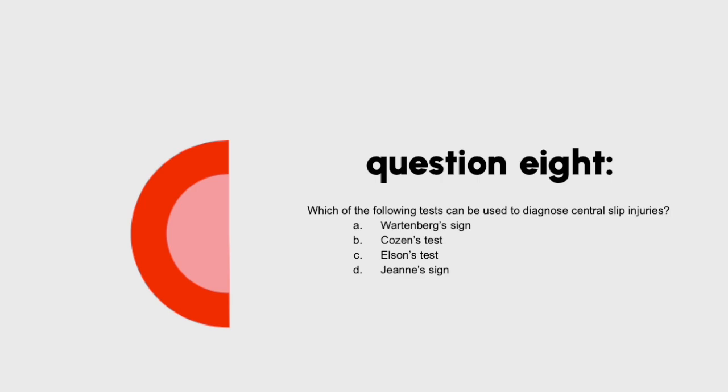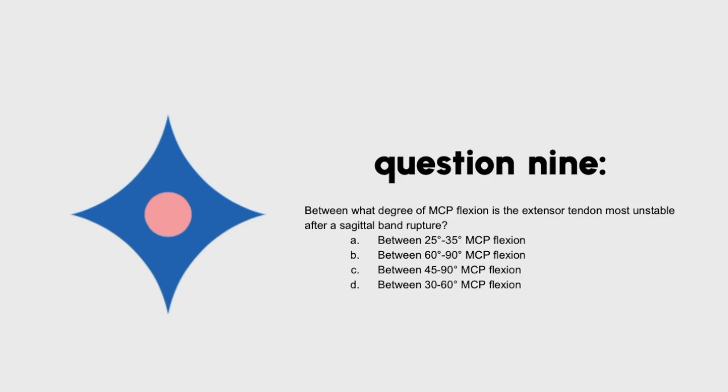B. Cosen's test, C. Elson's test, D. Jean's sign. Question 9. Between what degree of MCP flexion is the extensor tendon most unstable after a sagittal band rupture? A. Between 25 to 35 degrees of MCP joint flexion.